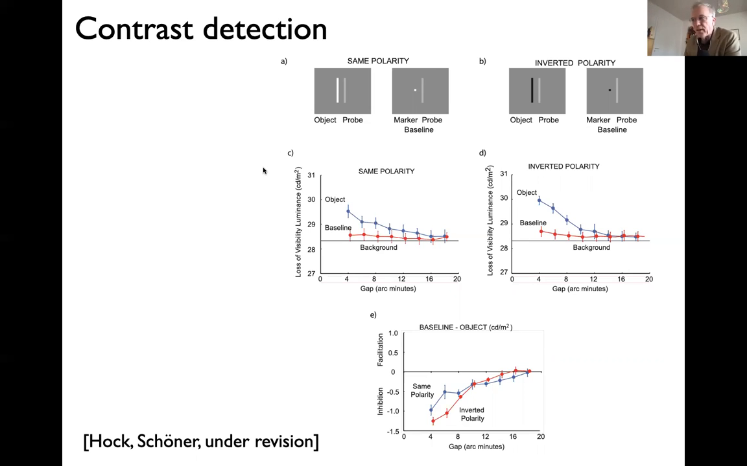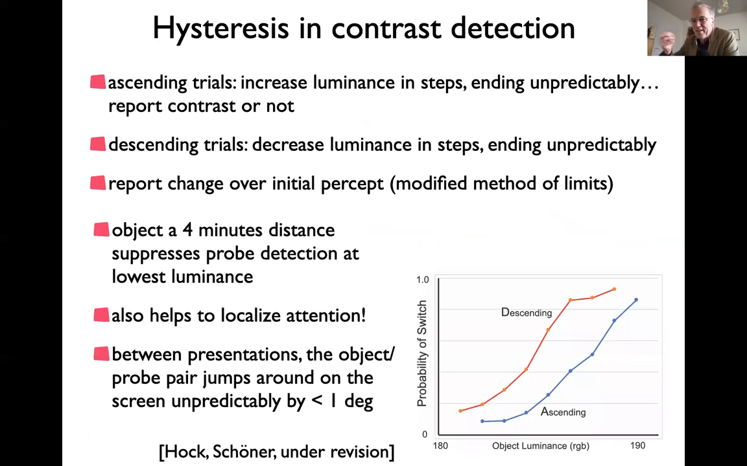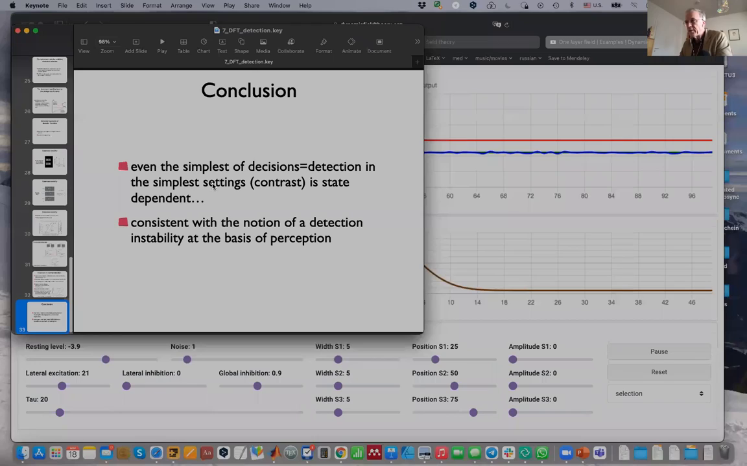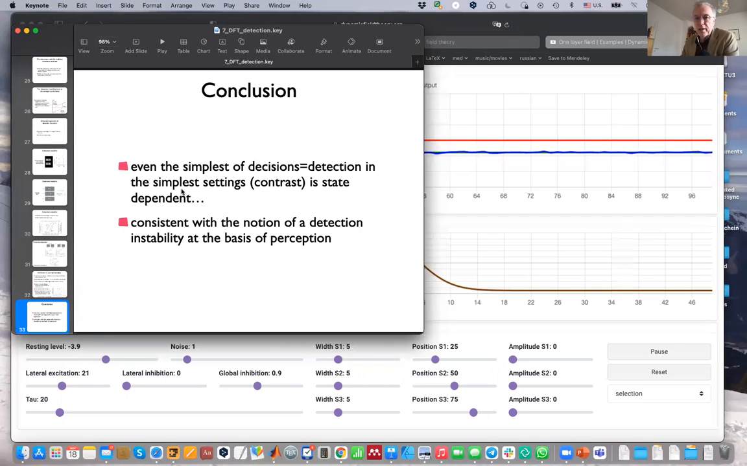So even the lowest level kind of decision, whether there's a little fleck of contrast, is actually hysteretic, and therefore reflects the detection theory. Okay, so with this, I wanted to close this first foundational lecture here.